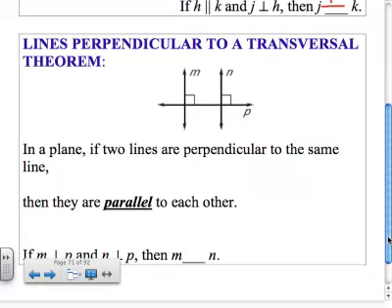Okay, now this one kind of goes the opposite way. This one says if two lines are perpendicular to the same line, then they are parallel. Again, it should follow. Look at the diagram. This angle and this angle are congruent. They are corresponding. If corresponding angles are congruent, then the lines must be parallel. That's the corresponding angles postulate. We've talked about that. So if two lines are perpendicular to the same line, then they are parallel to one another.